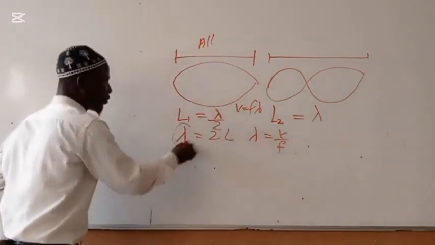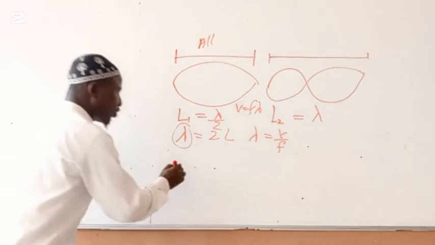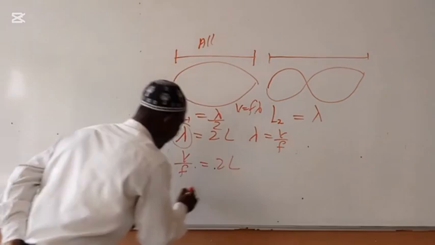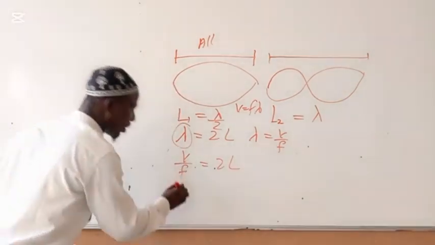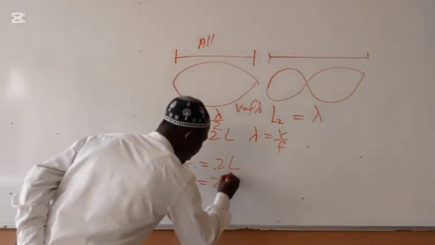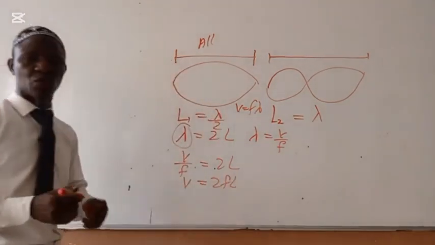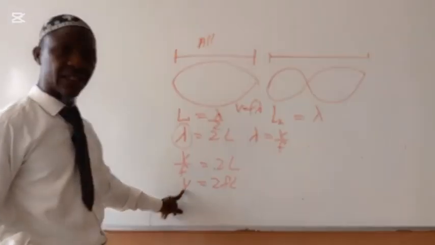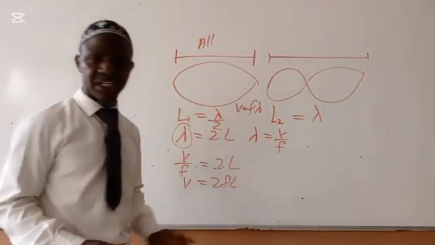Then replace this one with V over F. So we are going to have V over F is equal to 2L. Then make V the subject of formula, V is equal to 2L times F, depending on what you are looking for. So in case you are asked to find the velocity where the length and frequency are given.